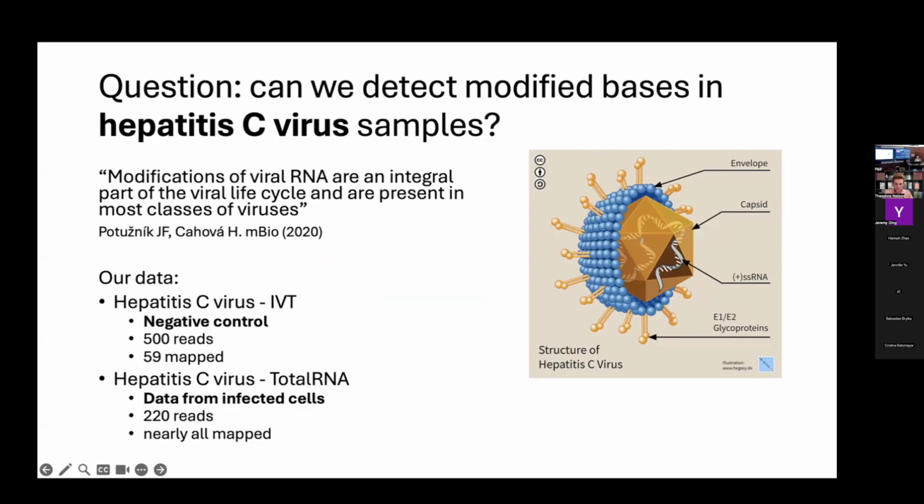So I analyzed some data from long read sequencing of the hepatitis C virus to see what RNA modifications I could detect. I had two data sets, one where the RNA from the virus was generated via in vitro transcription. So that's our negative control. It should have no modifications. And then I also had data from a total RNA sequencing experiment from cells that were infected with hepatitis C. So that's where we're hoping to see some actual modifications. And if the data looks familiar, that's because it was the same data set that we worked with for homework number 2.